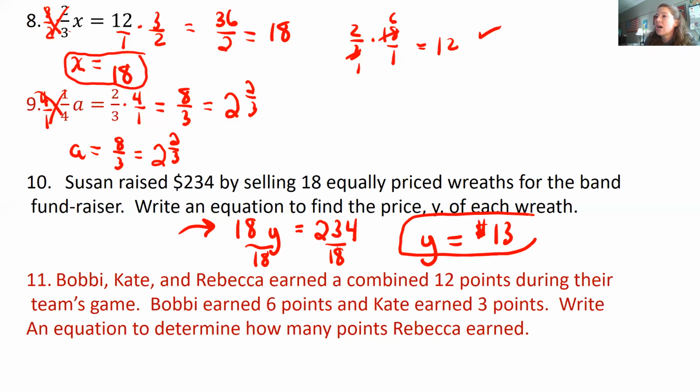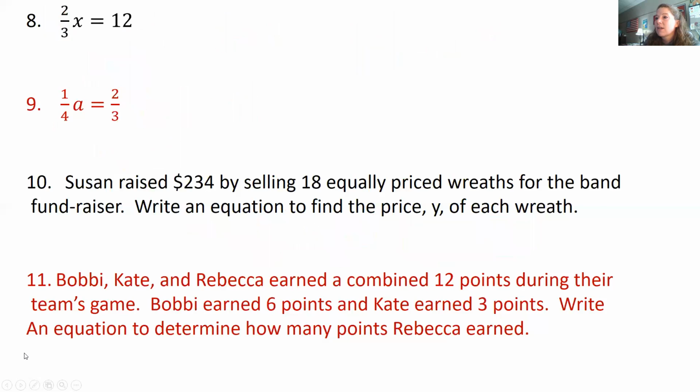So that's it solved, but actually, if we just read the directions, we're just worried about the equation. Number 11, Bobby, Kate, and Rebecca earned a combined 12 points during their team's game. Bobby earned 6 points and Kate earned 3 points. Write an equation to determine how many points Rebecca earned.